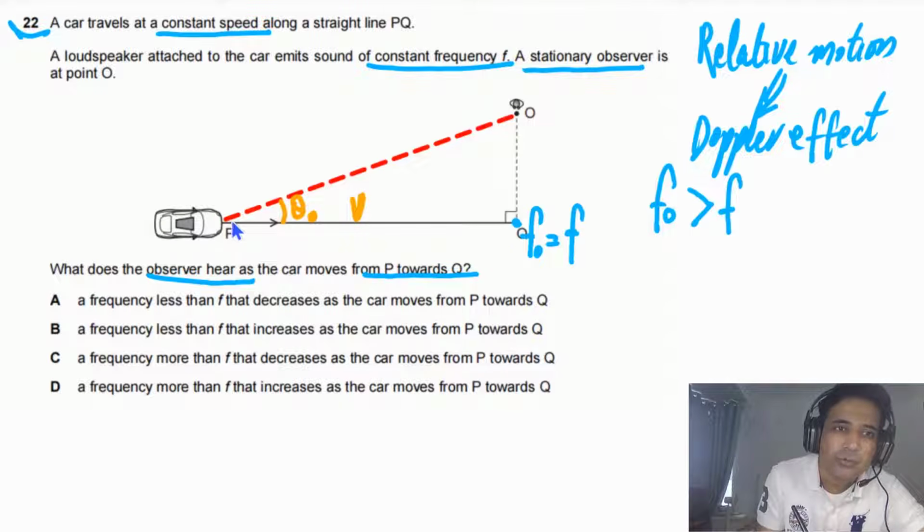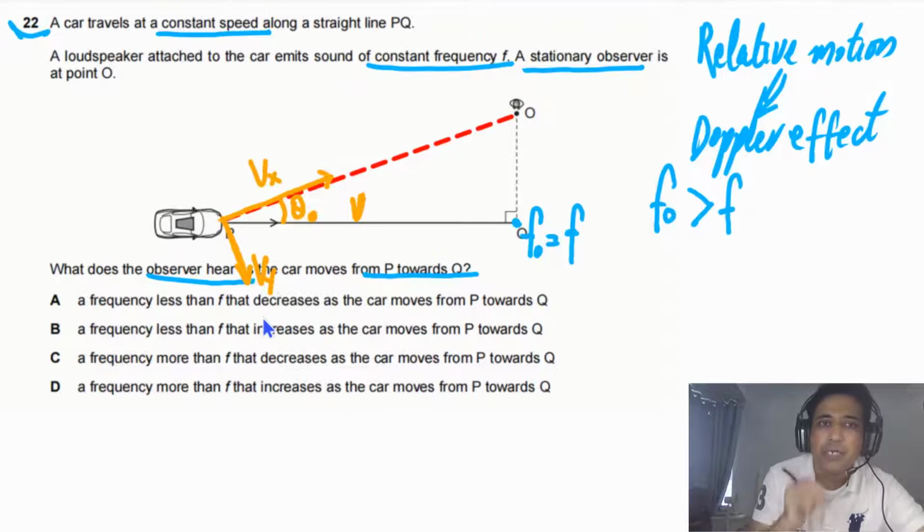So we can resolve this velocity into two components. We can resolve into one component, this one. We can say this component is vx, and the perpendicular component, this one, let's say this is vy. The angle between vx and vy has to be 90 degrees. So this angle is 90 degrees.